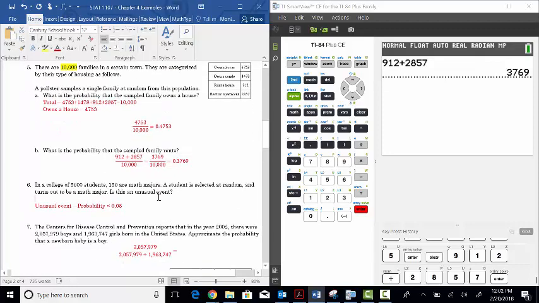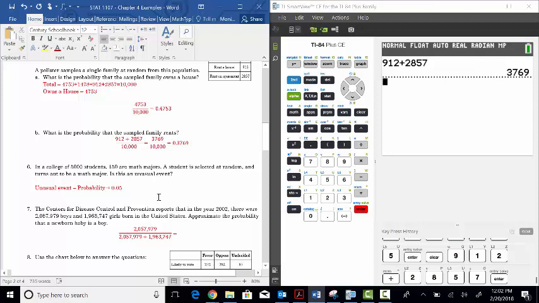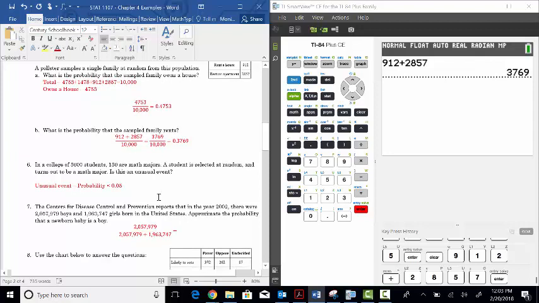All right. So the next question says, in a college of 5,000 students, 150 are math majors. A student is selected at random and turns out to be a math major. Is this an unusual event? Well, in this class, we define an unusual event as the probability being less than 0.05. So we say if the probability is small, small being less than 0.05, we think that it's an unusual event, or we think it's weird that that happened.